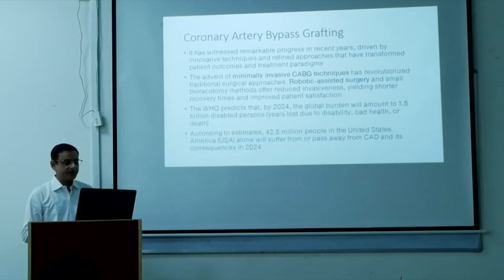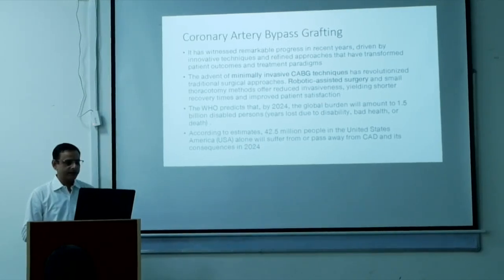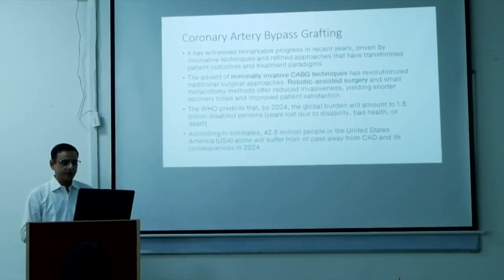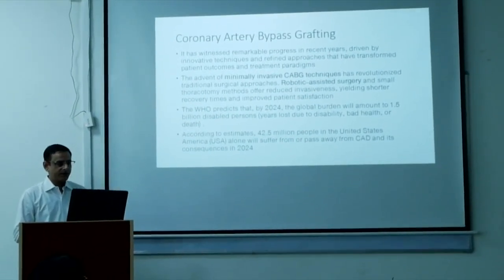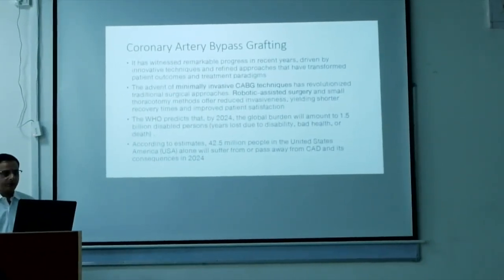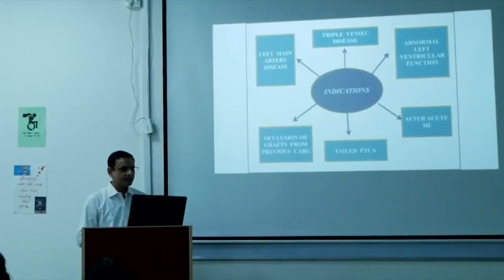Presently, the burden of CVD, such that WHO predicts by 2024, the global burden may amount to 1.5 billion people who lost their years due to disability, bad health or death. According to the estimates, 42.5 billion people in the United States alone will suffer or will pass away from coronary artery disease and its consequences in 2024.